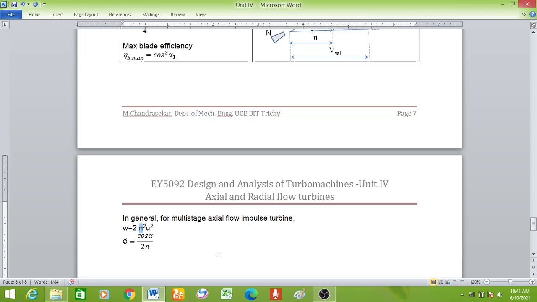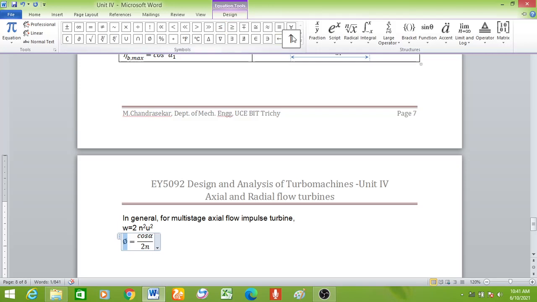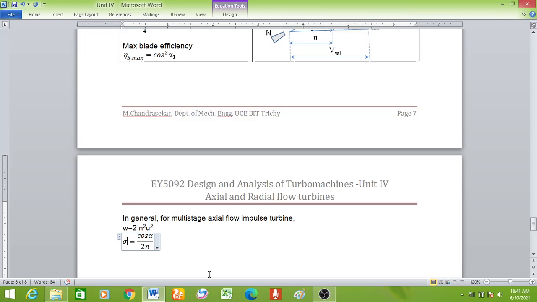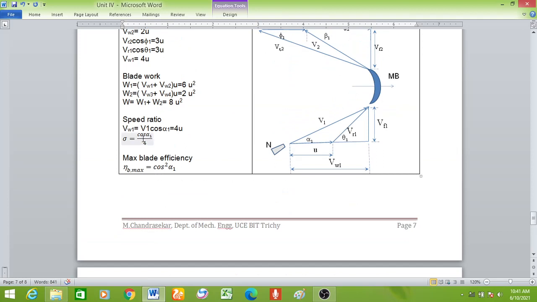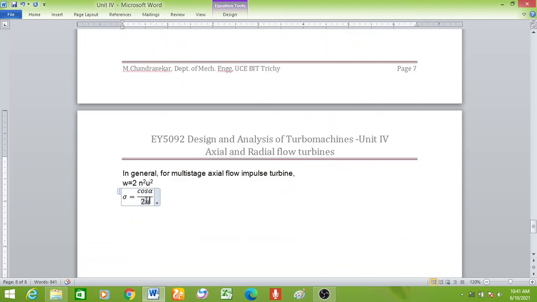Similarly, sigma, again here there is a mistake, sigma is the speed ratio. The optimum speed ratio is cos alpha by 2n. You substitute 1 here, it becomes cos alpha by 2, which is the optimum speed ratio for a single stage. Substitute n equal to 2 for two stage, it becomes cos alpha by 4, as we have just seen. And there is no change in the efficiency formula, it is always cos squared alpha.